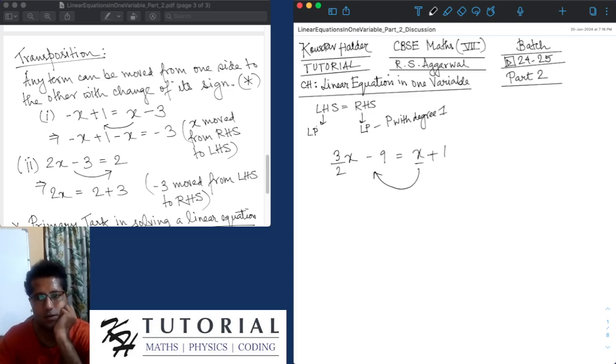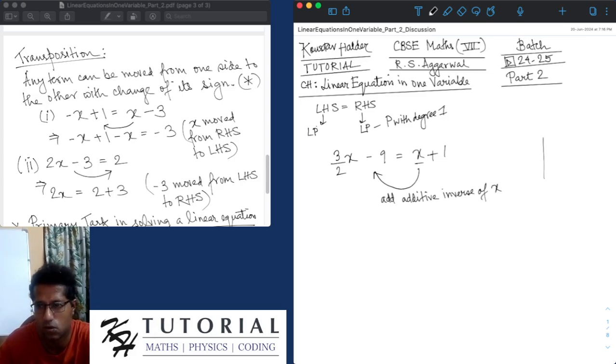Now when we move the term x from the RHS, it will be removed from the RHS, but what will be added to the LHS? The term that will get added to the LHS is the additive inverse of x. You know what an additive inverse of a number is? We just change the sign. Additive inverse, in short, I am writing AI.